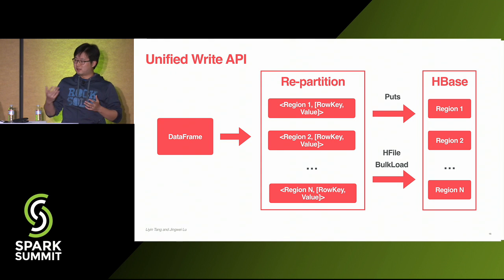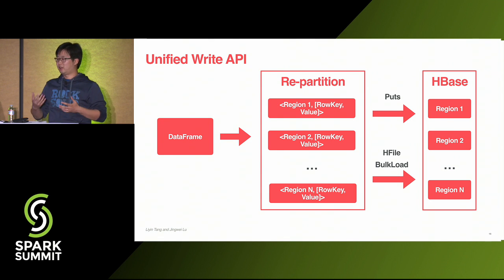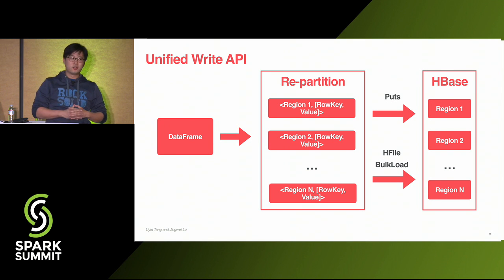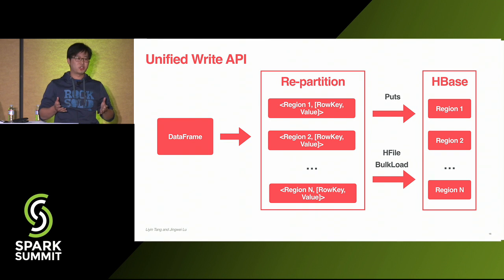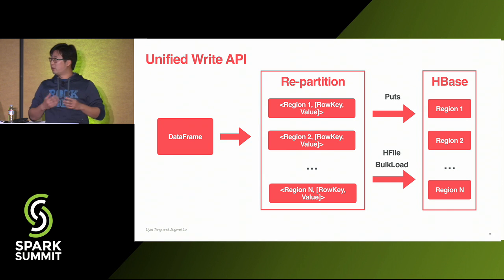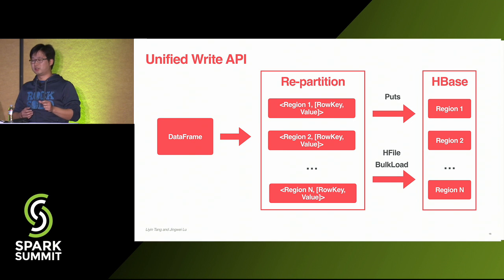So let's dig deeper into how we actually unify the write API and how to take advantage of these streaming writes and batch writes. When we're using an HBase table in the Airstream case, we always pre-split the table into a fixed number of regions. So when we want to load that data frame into HBase, we repartition the data frame based on the region keys. So each partition will correspond to one region in HBase.